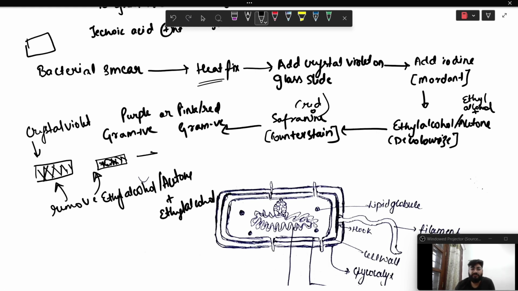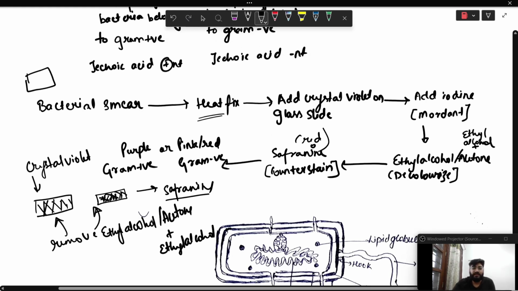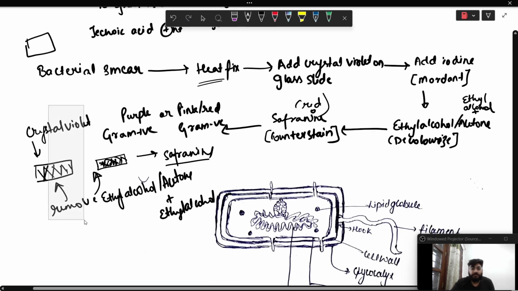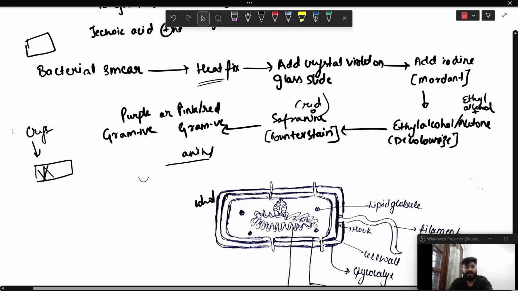Then after that, we add safranin, which is the counterstain. The gram negative is already white in color after the crystal violet has been removed, but the crystal violet is present in the gram positive. So gram negative absorbs the red color, and gram positive does not absorb the red color as it already has the violet color. So we can say the gram positive will appear purple in color and the gram negative will appear pink or red in color because of the presence of safranin, which is a counterstain.